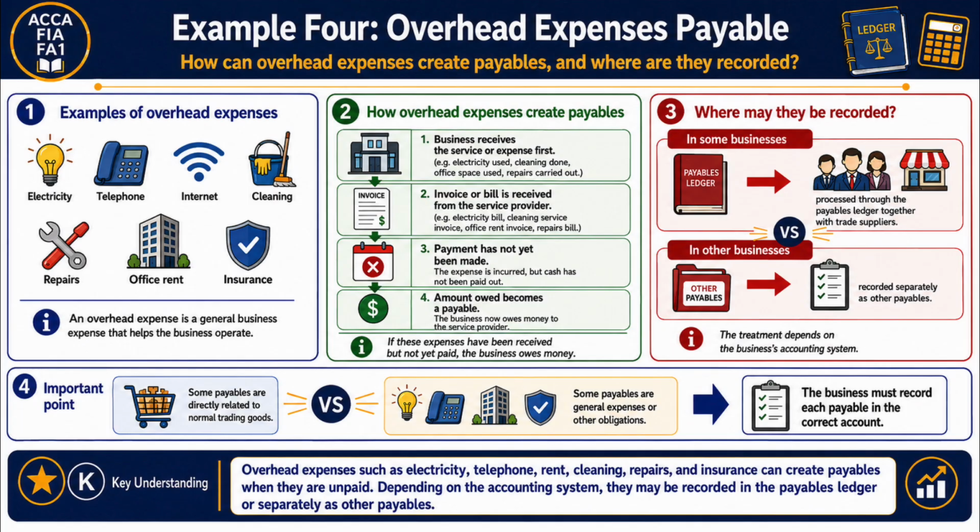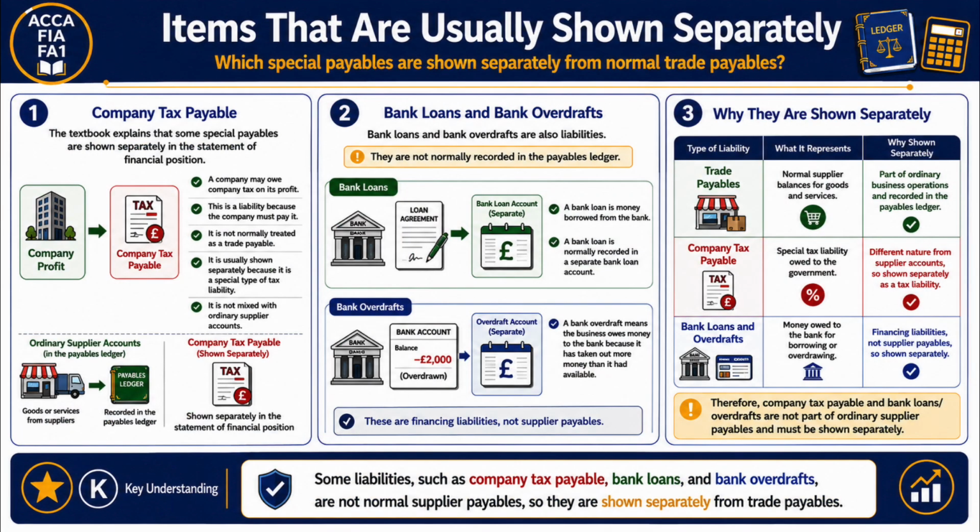The important point is this: some payables are directly related to normal trading goods. Some payables are general expenses or other obligations. The business must record each payable in the correct account. Items that are usually shown separately. The textbook also explains that some special payables are usually shown separately in the statement of financial position. Let us discuss them carefully.